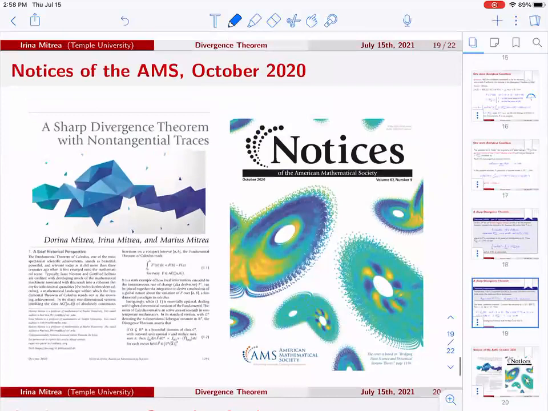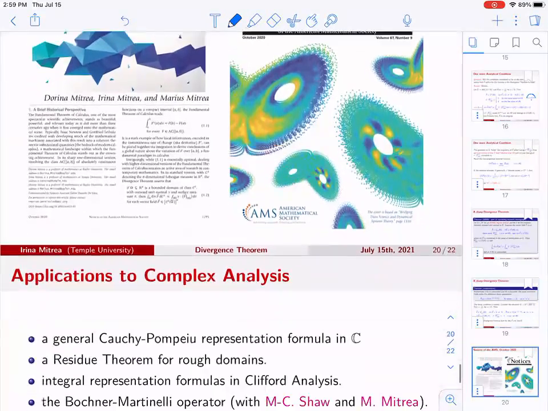I want to say that this is part of a general theme. This is part of a much bigger project in which we were looking at the divergence theorem as a tool to solve elliptic PDEs in non-smooth domains. And this is part of a 5-volume research monograph that is going to appear soon in Springer Verlag, called Geometric Harmonic Analysis. A summary article on the divergence theorem appeared last fall in the Notices.